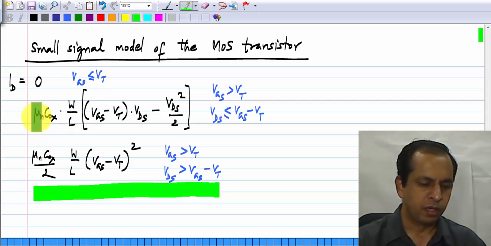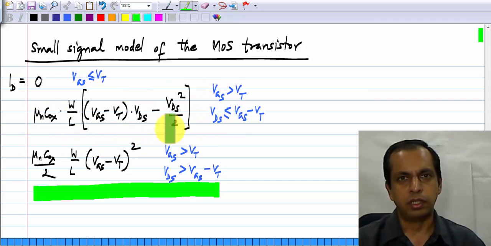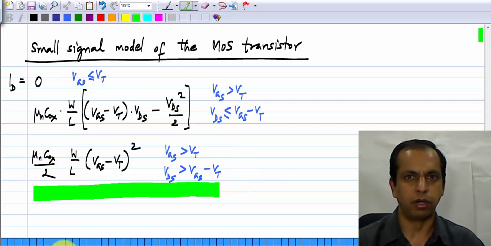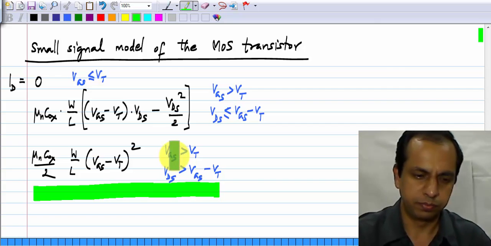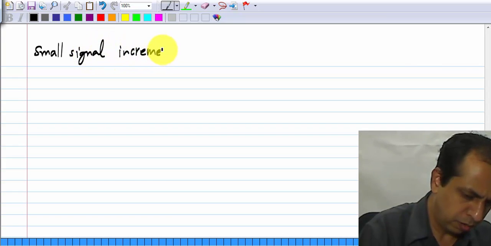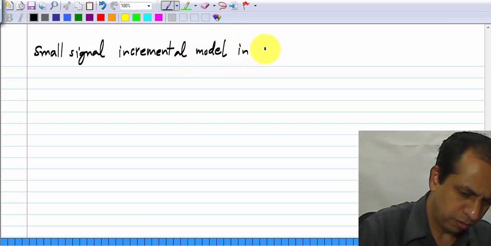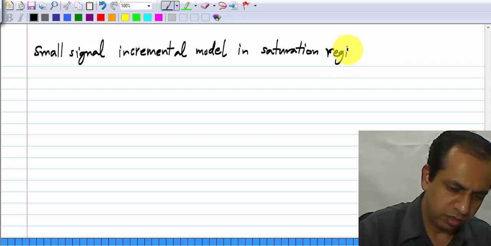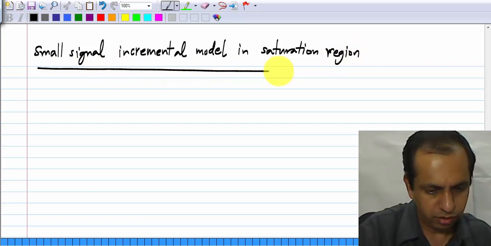Now, in the triode region, there will be some incremental model, and in the saturation region, there will be another incremental model. So, we will consider these now. First, we will look at the small signal incremental model in the saturation region.